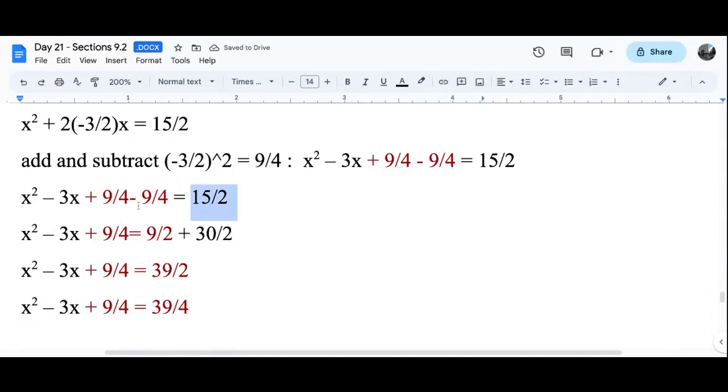So 15 over 2. Now, we move this one to the right-hand side. So add those. This is 4. We have to add those two. 15 over 2, we can write as 30 over 4. Then add 9 over 4, that becomes 39 over 4.